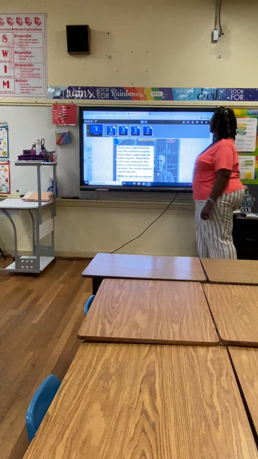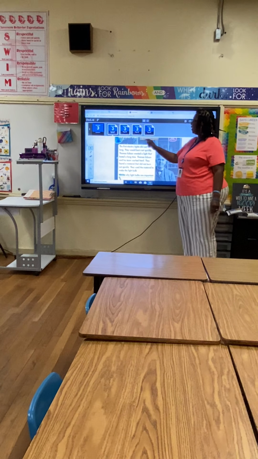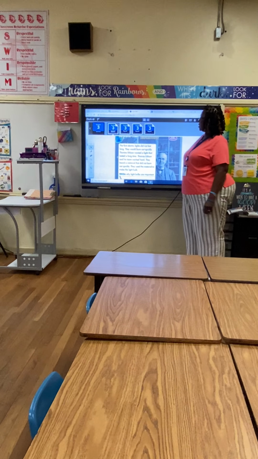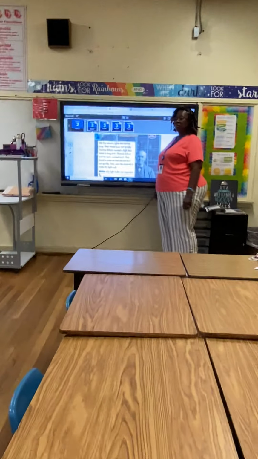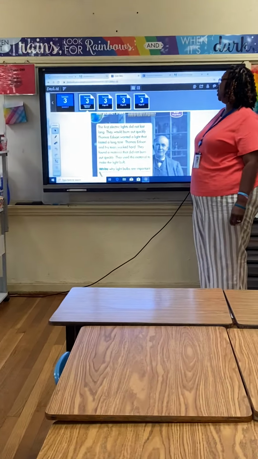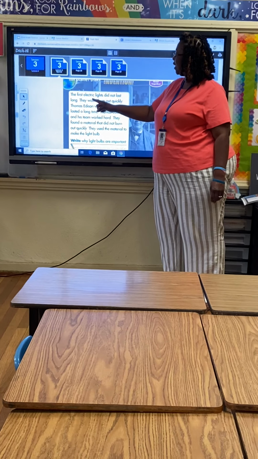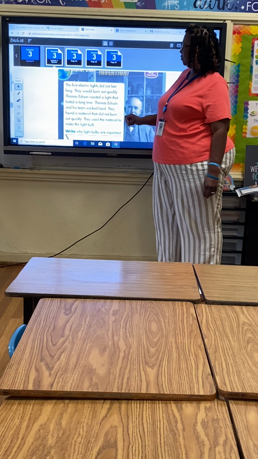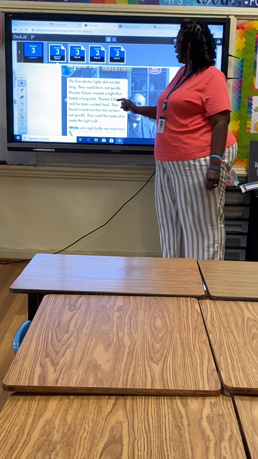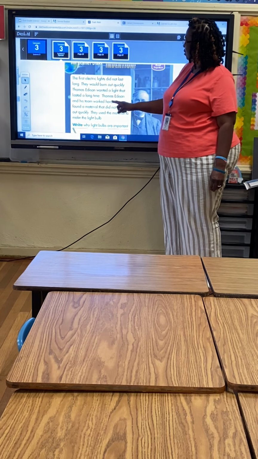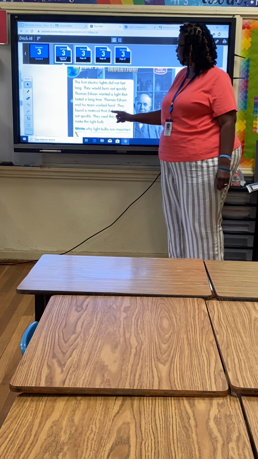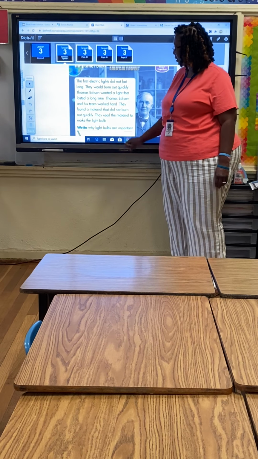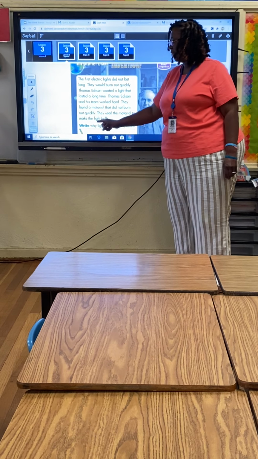Now, let's look at My Planet Diary invention. We're going to read this together. Everyone pay attention. It says, the first electric lights did not last long. They could burn out quickly. Thomas Edison wanted a light that lasted a long time. Thomas Edison and his team worked hard. They found a material that did not burn out quickly. They used the material to make the light bulb.